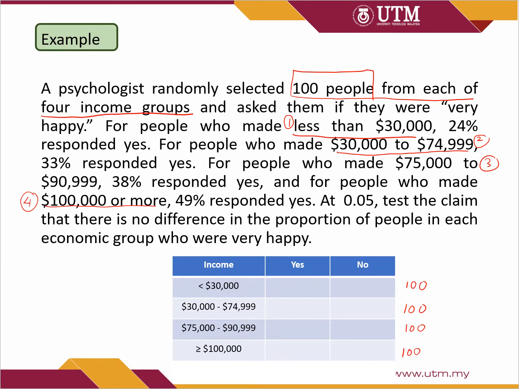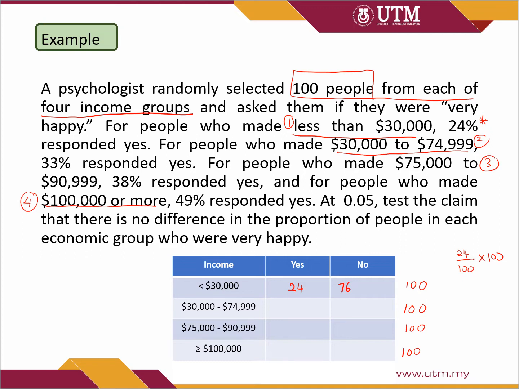So for the less than 30,000 income, 24% responded yes, which means 24% out of 100 people is equal to 24. That's it. Those who said no would be 100 minus 24, which is equal to 76. The method is the same for the rest of the categories.